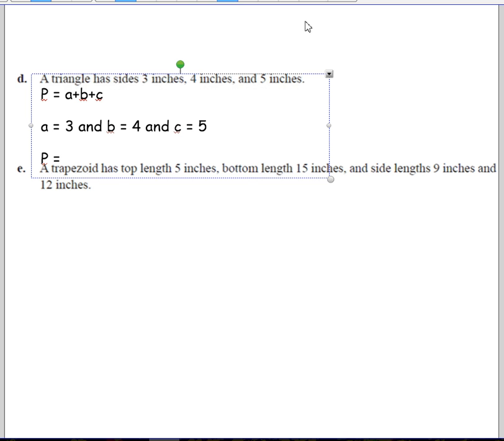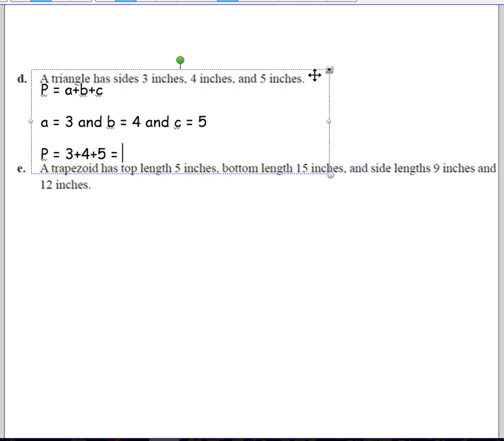We're adding our 3 plus our 4 plus our 5 when we substitute those values into our equation. And 3 plus 4 is 7. 7 plus 5 is 12. And again, we cannot forget to include our units of inches.